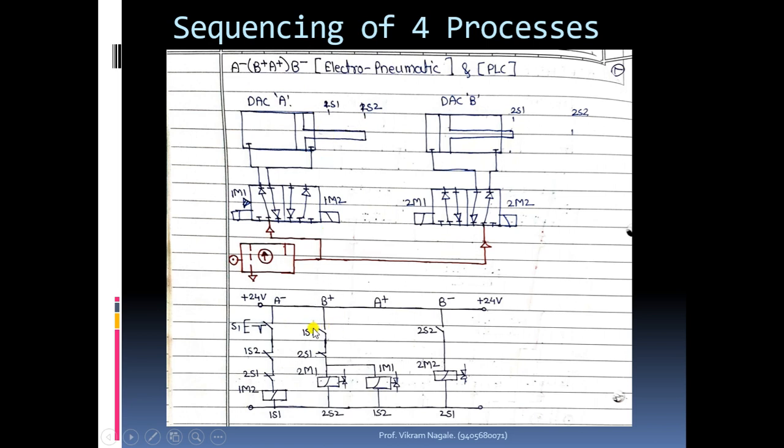So whenever 1s1 is pressed, we will neglect this 2s1 also. So whenever this 1s1 is getting pressed, what will happen? The supply will be given directly to this 2m1 and 1m1. Now see what will happen. As 2s1 is pressed, this connection will be closed and the supply will be there for 1m2 coil.